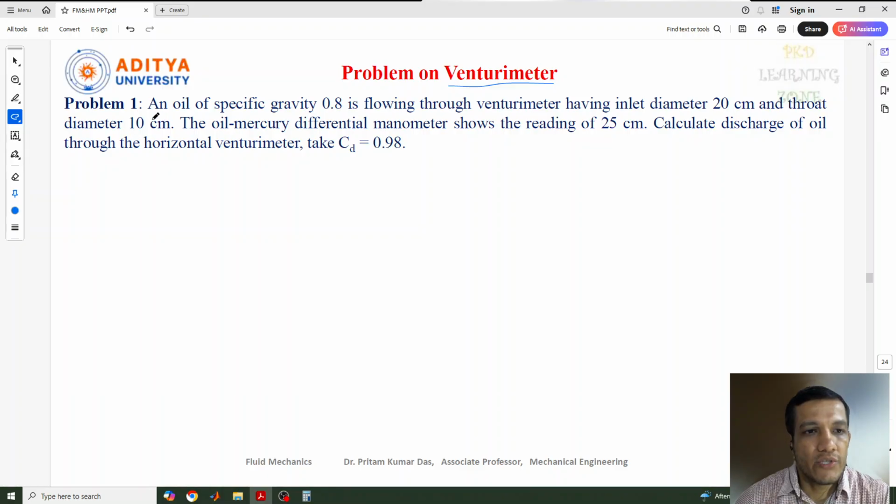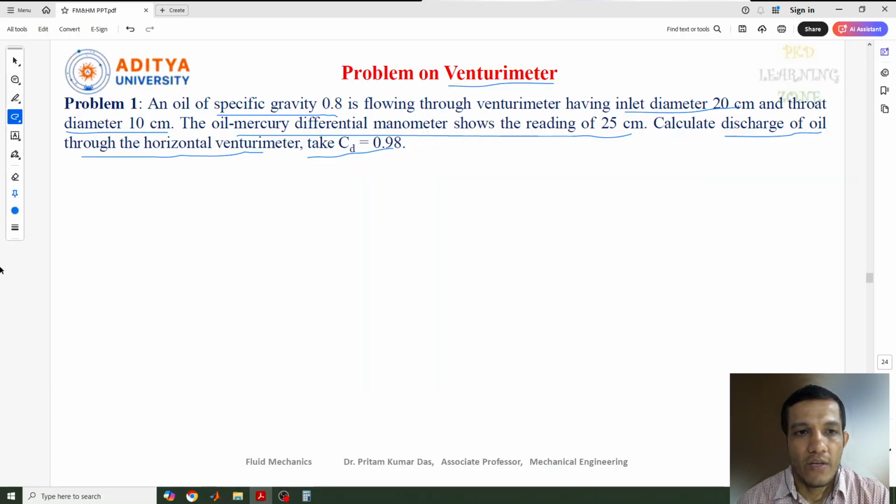So here I have taken a question. An oil of specific gravity 0.8 is flowing through a Venturimeter having inlet diameter 20 centimeter and throat diameter 10 centimeter. The oil-mercury differential manometer shows a reading of 25 centimeter. Calculate the discharge of oil through the horizontal Venturimeter and consider the CD equal to 0.98. So this is the question given. First of all, let me write the data given in this question.